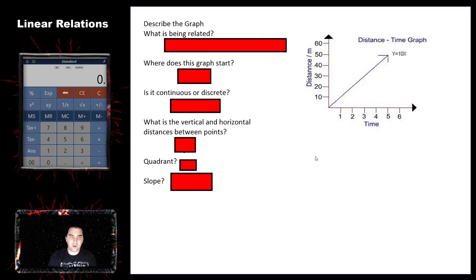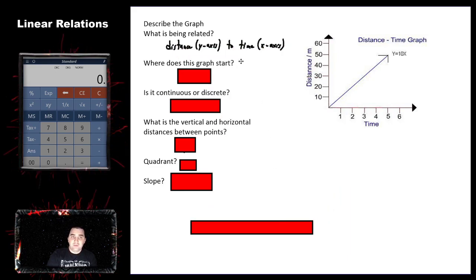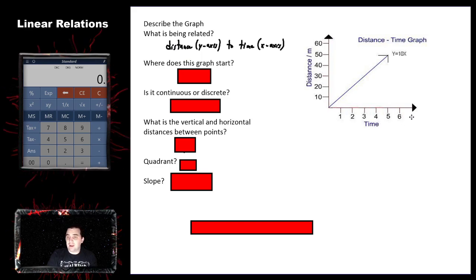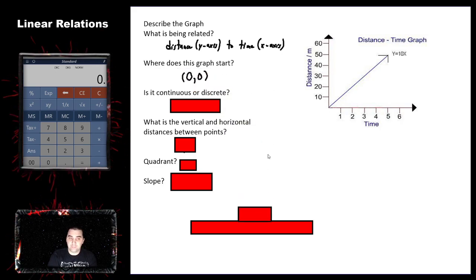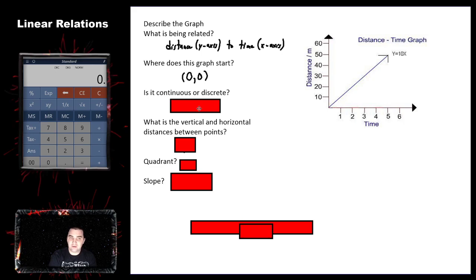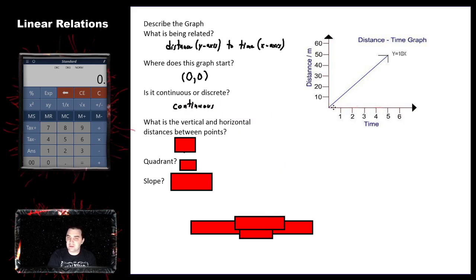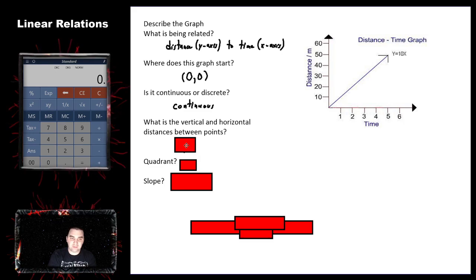All right, here's another one. Pause the video and try this one out, then compare your answers. Okay, what is being related? We have distance in meters, and we're comparing it to time. Time doesn't say whether it's minutes, seconds, or what, but whatever it is, it's time. So we have distance, the y-axis, related to time, the x-axis. Where does it start? It looks like it starts at 0, 0. Okay, time of 0, distance of 0. Is it continuous or discrete? It's absolutely continuous. Any point along there makes sense.